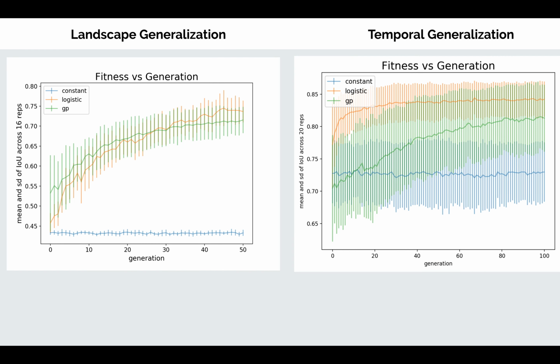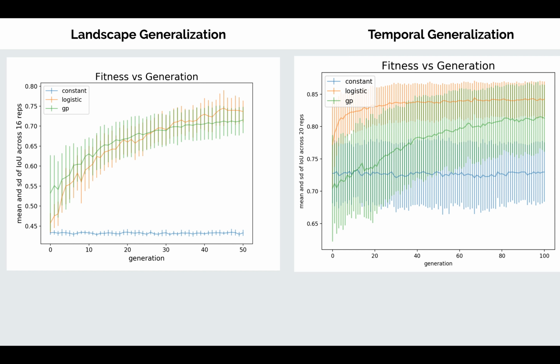The way that we are going to quantify the results of this is by looking at some learning rates. On these graphs, we're looking at the average fitness over 16 and 20 repetitions across both of the experiments, the landscape generalization and then the temporal generalization. We can see that in both cases, the genetic program nearly approaches the performance of the logistic program, which is really cool. And the constant model, as expected, does pretty terribly.